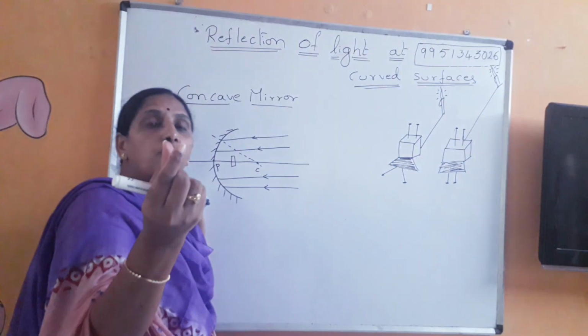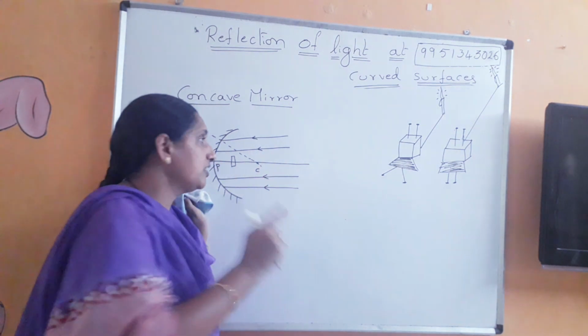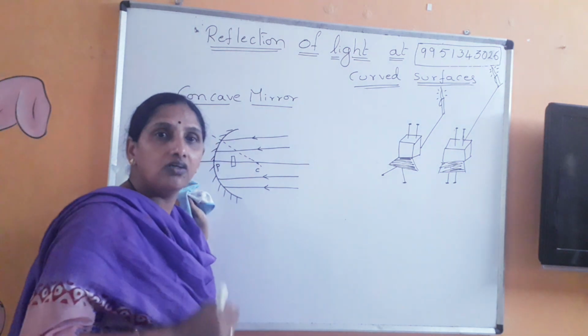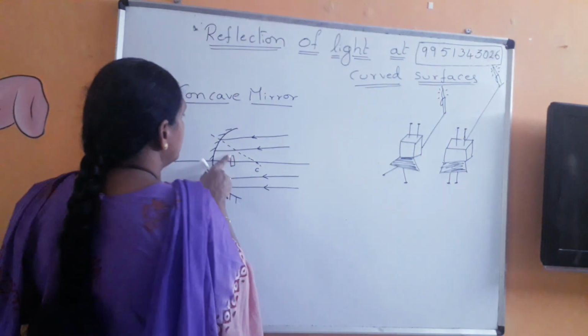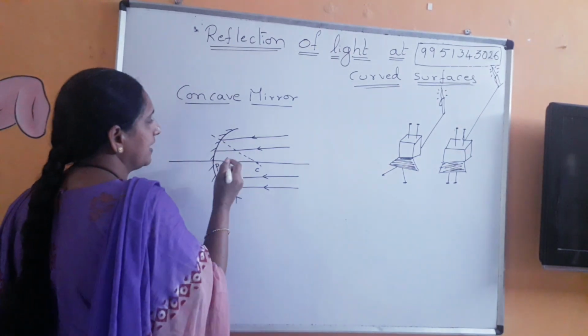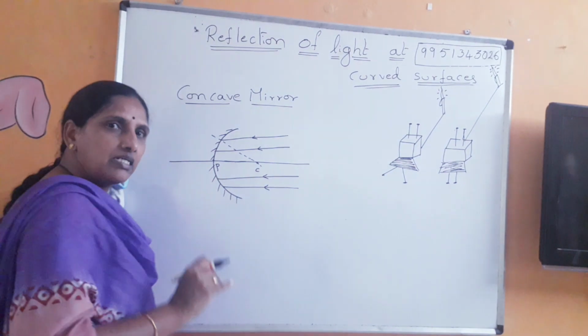Thus, the point is very, very bright. That point where your paper is located, that is called focus. Now let us see how to draw the ray diagram for this situation.